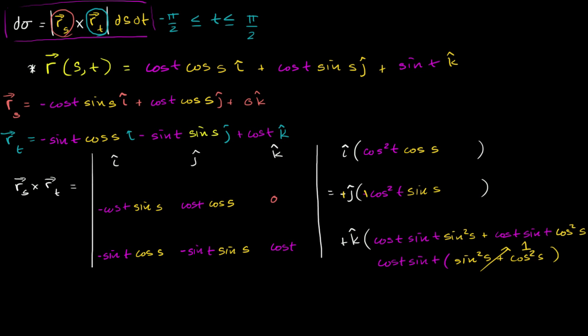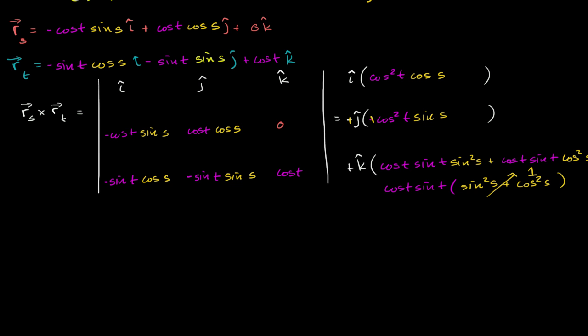And so now we get our cross product. Let me just rewrite it all. Our cross product, r sub s crossed with r sub t, is going to be equal to cosine squared t cosine s times our i unit vector plus cosine squared t sine of s times our j unit vector, plus all we have left, because this is just 1, cosine t sine t plus cosine t sine t times our k unit vector. So that was pretty good, but we're still not done.